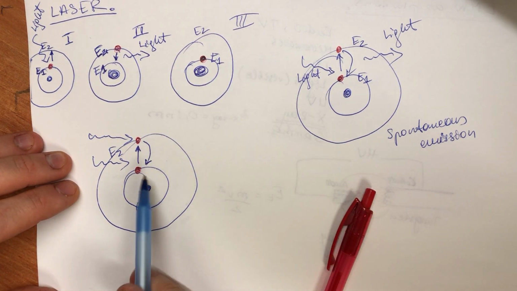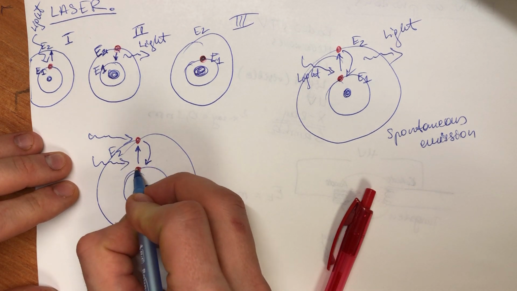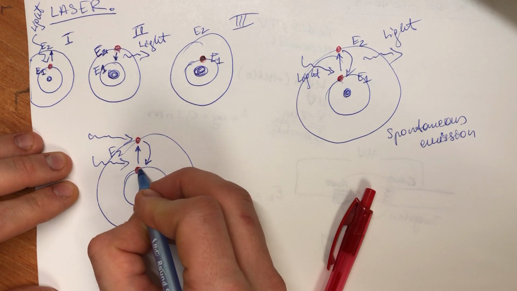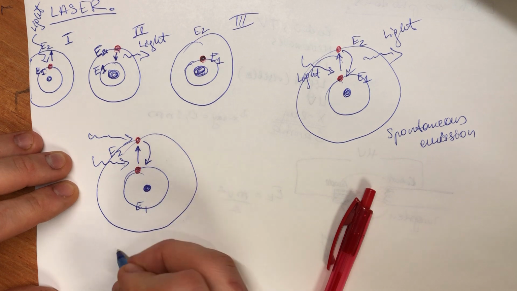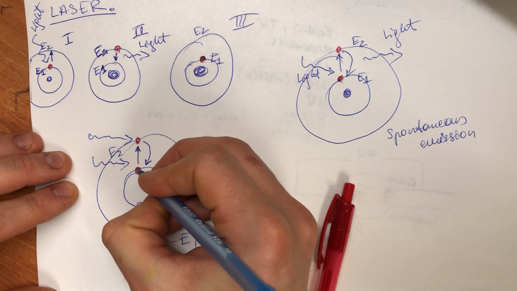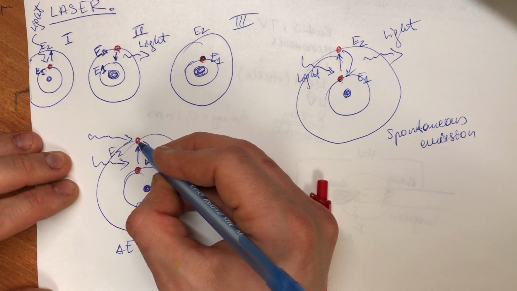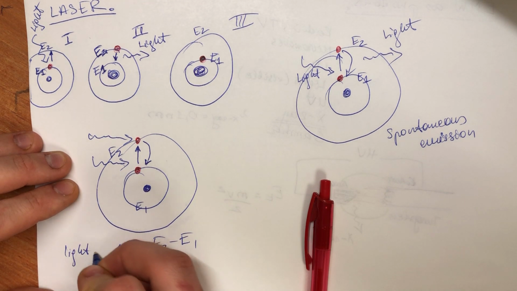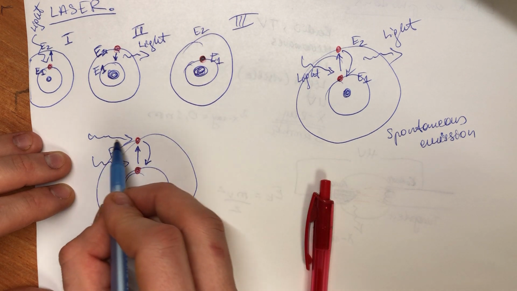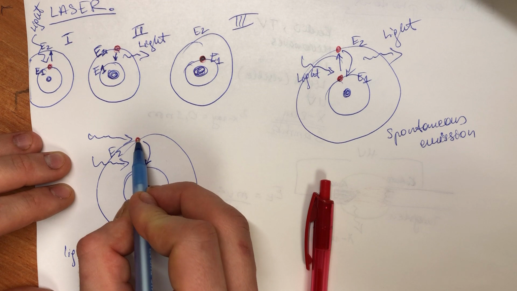And what does it do? In this state, it absorbed this light. So it used this energy of light, this delta E, to go from E1 to E2 and change its state. So here it has this energy of light. Then suddenly another light comes in, and this electron absorbs this energy.